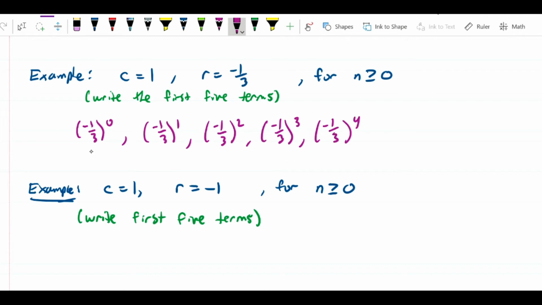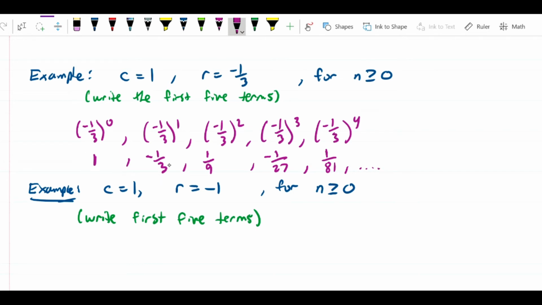That is negative 1/3 to the 0, because anything to the 0 is 1, so that's going to be 1, then negative 1/3. We have negative 1/3 squared, which is positive 1/9. Negative 1/3 cubed is negative 1 over 27, and negative 1/3 to the fourth is positive 1 over 81. So that's what the first couple of terms of our sequence looks like. We put a dot dot dot to indicate that it goes on. And as you can see, because it has a negative common ratio, this sequence is going to alternate positive and negative.